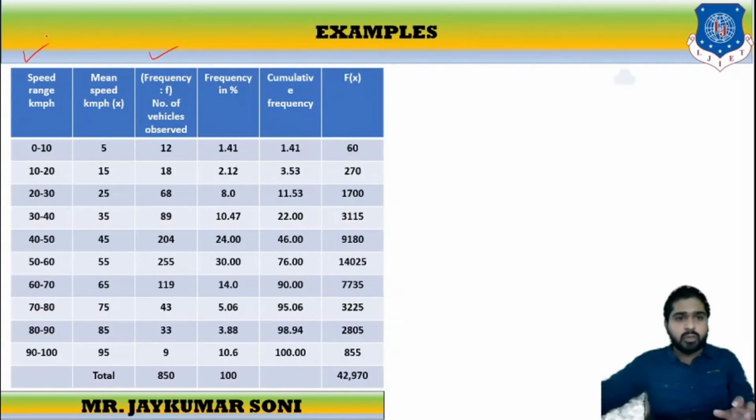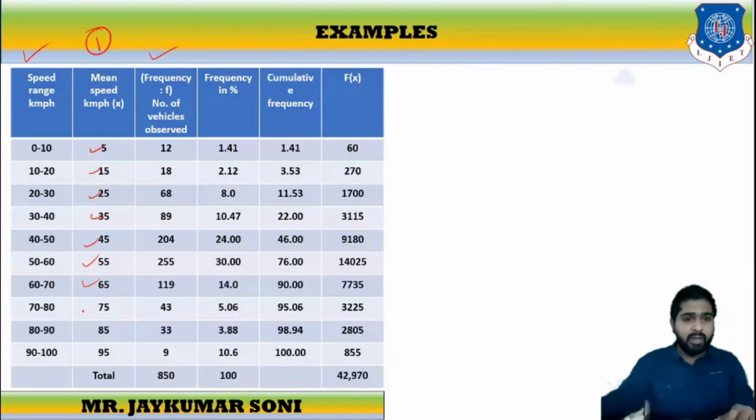I will first calculate the mean speed: 0 plus 10 by 2, 10 plus 20 by 2, 20 plus 30 by 2, 30 plus 40 by 2, 40 plus 50 by 2, 50 plus 60 by 2, 60 plus 70 by 2, 70 plus 80 by 2, 80 plus 90 by 2, 90 plus 100 by 2. This is how I will get the mean speed for the provided range. It is too easy to calculate.